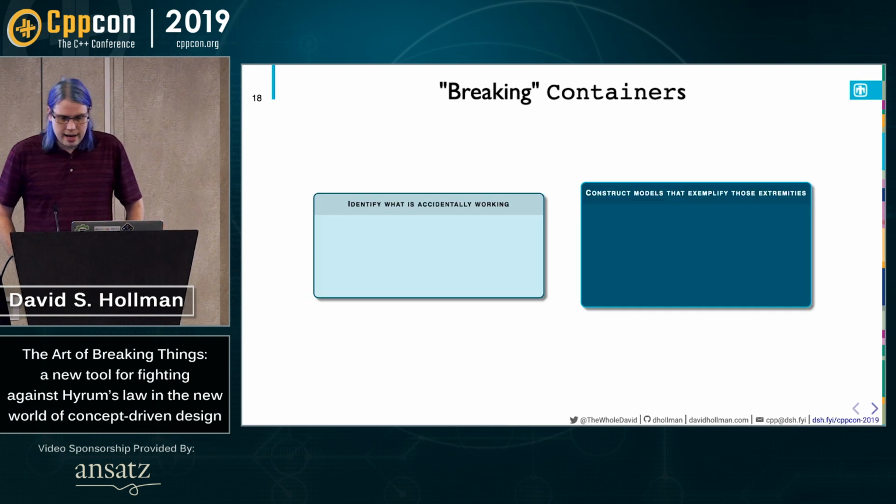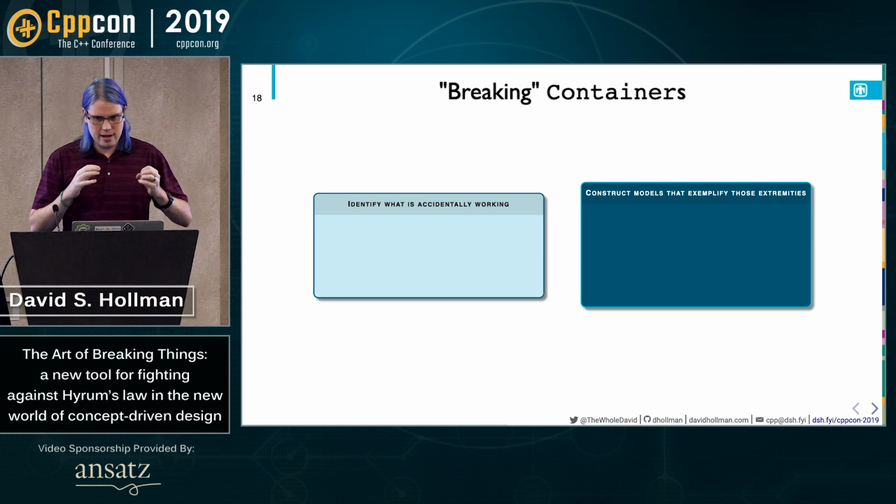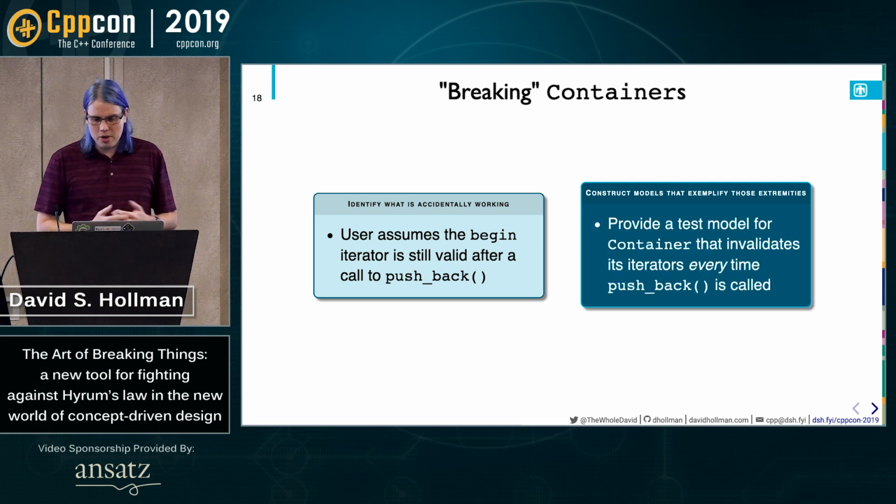So we have this process to provide a breaking model for the concept, where we identify what went wrong or what's accidentally working, and construct a model that stresses that behavior, that exemplifies the extremities. In this case, it's pretty simple. The user has assumed that the begin iterator is still valid after a call to push_back. So what can we do? Well, we could provide a test model for container that invalidates its iterators every time push_back is called.